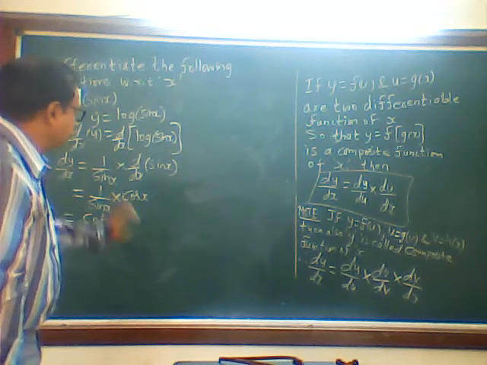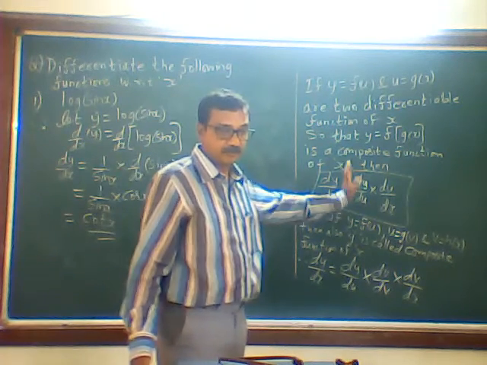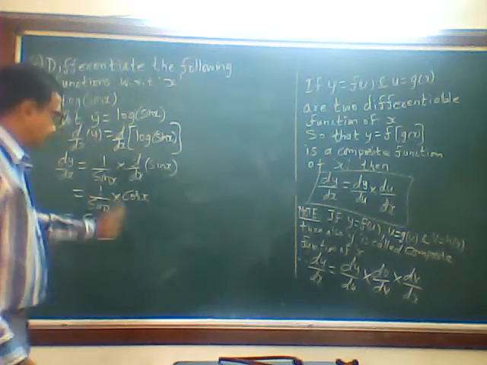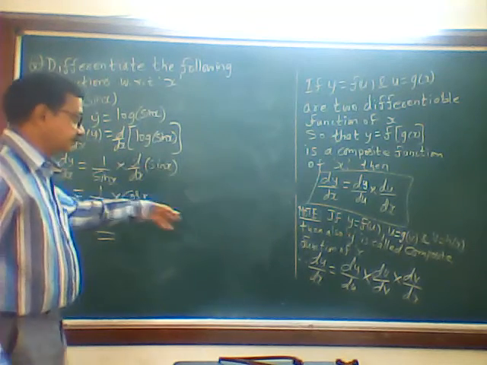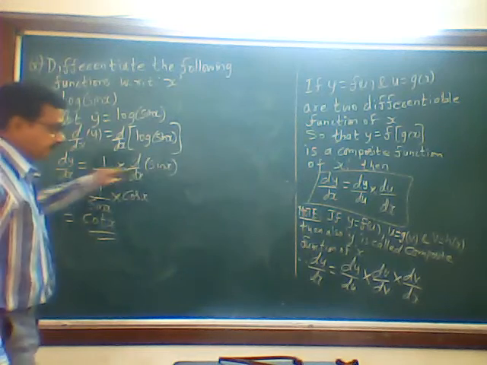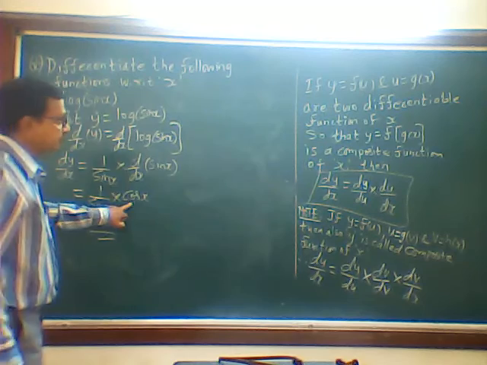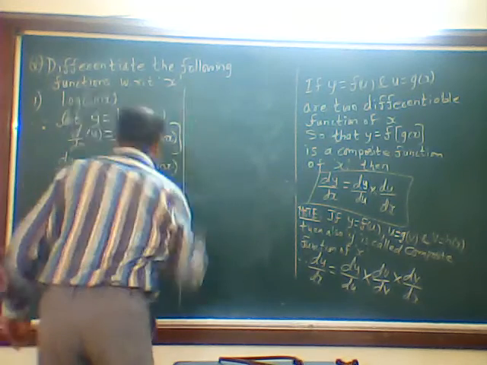I am doing it directly. I am not writing here substituting what is u and all, you will get confused. The chain rule only I have done here. dy by du, that is this, 1 by sin x. Next is du by dx, that is the differentiation of this. Got it? Now second problem.